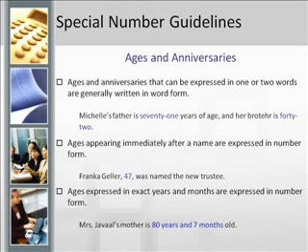However, ages appearing immediately after a name are always expressed in number form. So in the next example, Frank Geller, 47, was named the new trustee. The number appears after the name, written in number form, even though it can be expressed in 2 words. And the final rule regarding ages and anniversaries: ages expressed in exact years and months are expressed in the figure form or number form. So you can see in this example, 80 years and 7 months, both are written as figures.